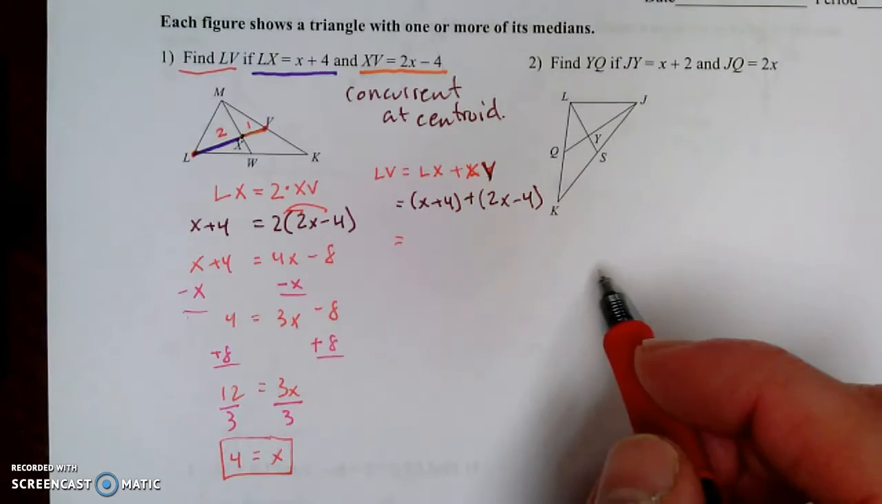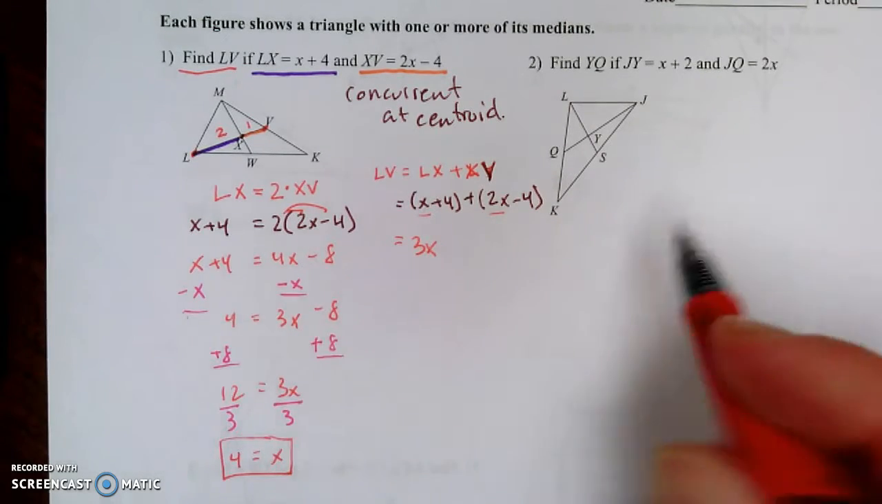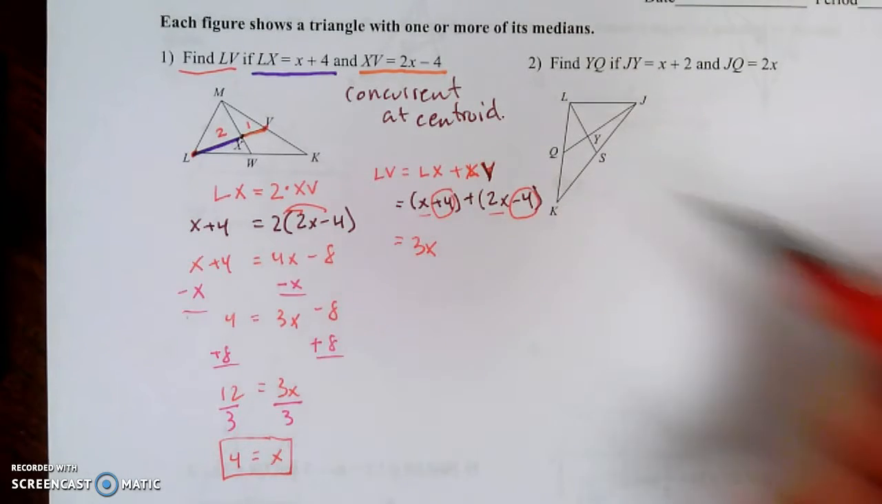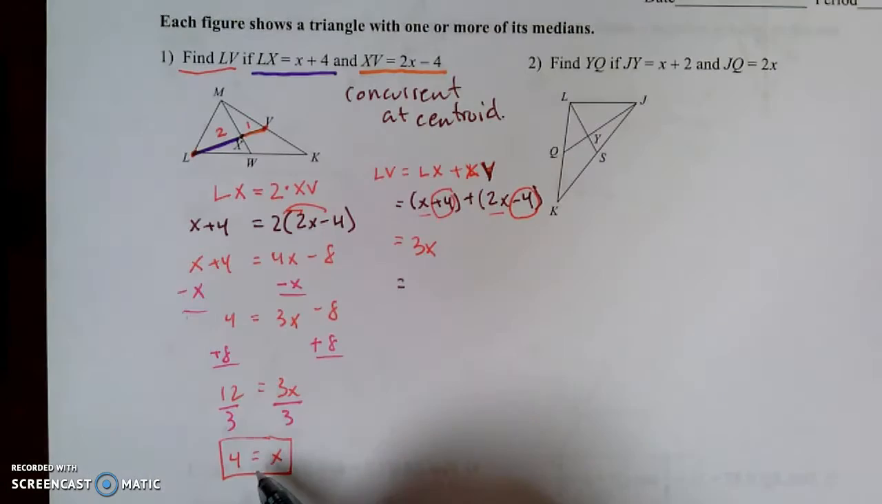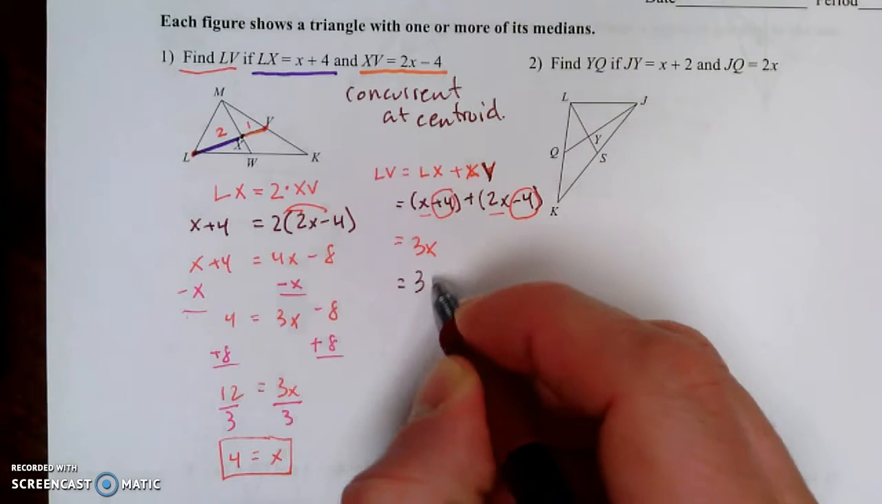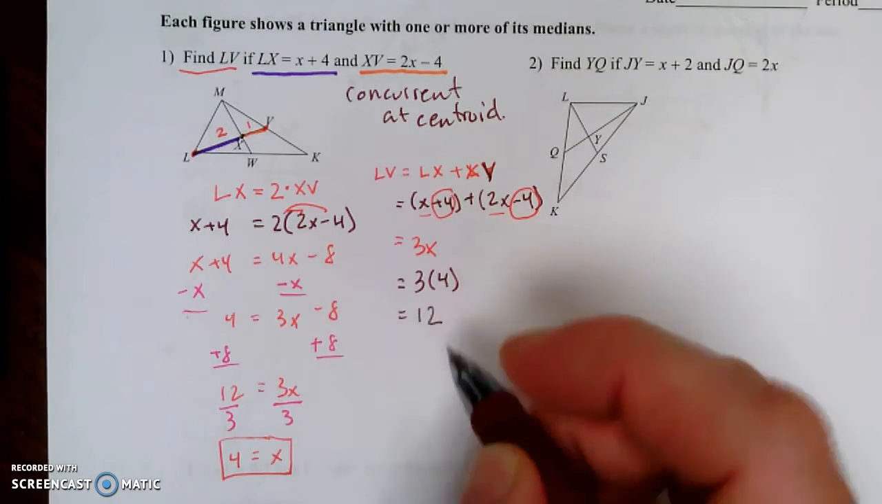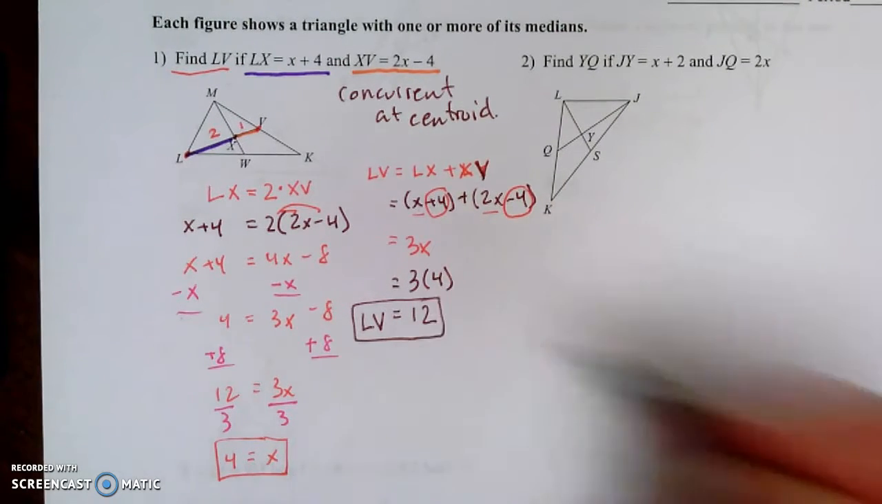Okay, so let's combine like terms here. We've got an x and a 2x. That's 3x. And then we've got positive 4 and negative 4. They're going to cancel each other out, make 0. So now we can substitute our value for x, which is 4, into this expression. And we get 12. So LV equals 12.